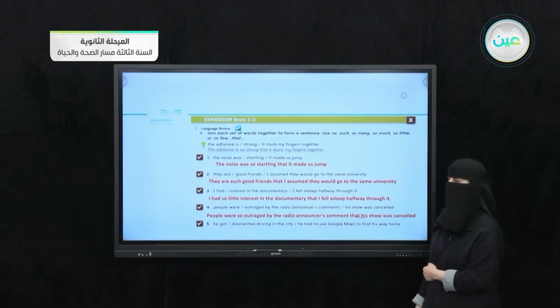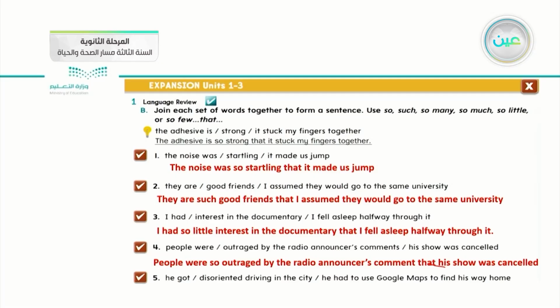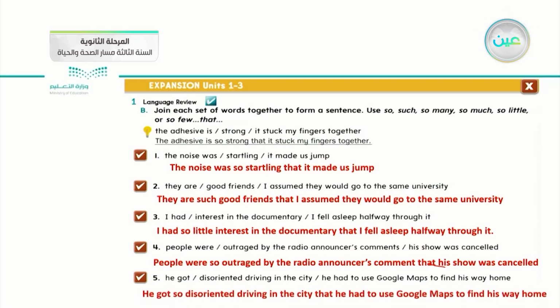And the last point for our question is: he got disoriented driving in the city. He had to use Google Maps to find his way home. How can I apply these expressions with it? We can say he got so disoriented driving in the city. Okay, this is the cause. And what is the effect? That he had to use Google Maps to find his way home.